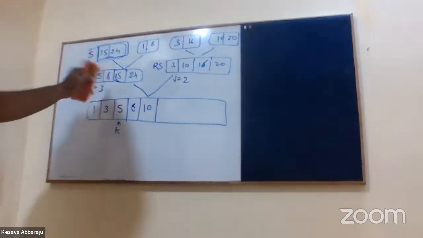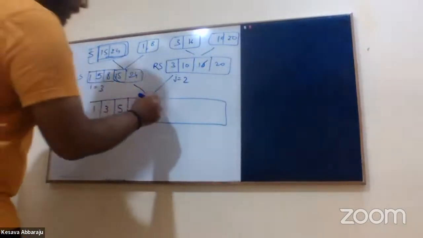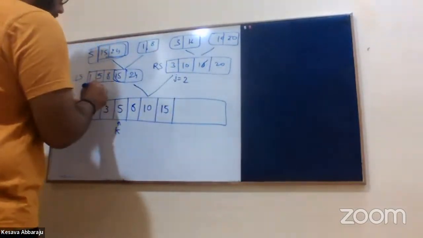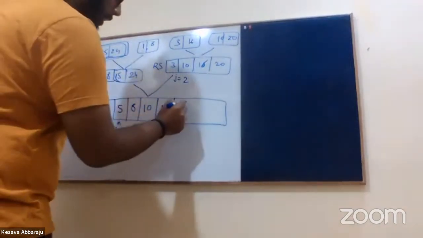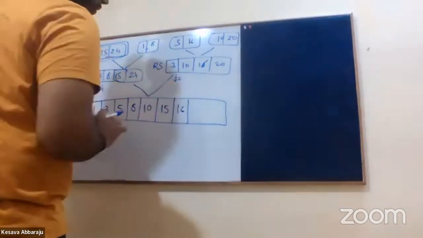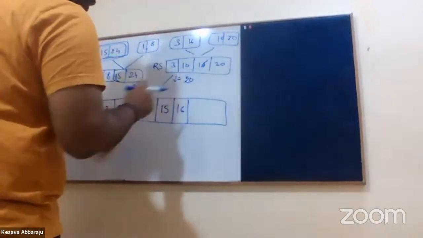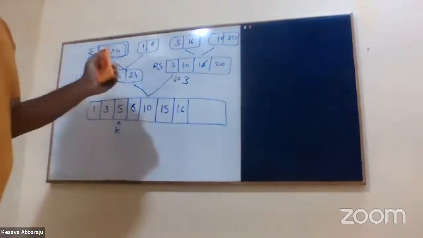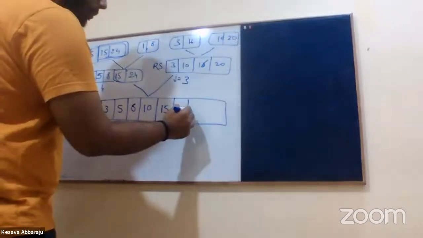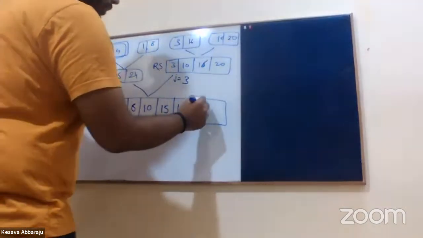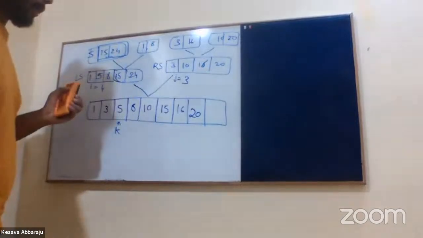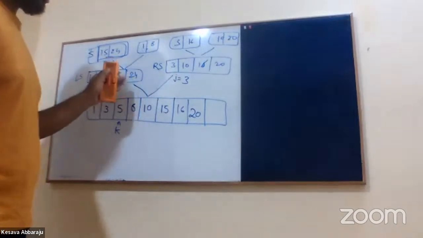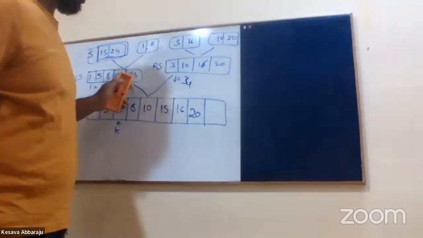So now I'm comparing 15 with 16. 15 is less than 16, so I'll add 15 into the result array and I'll increment i. Now I'm comparing 16 with 24. 16 is less than 24, so I'll add 16 and increment j. It will become 3. Now I'm comparing 20 with 24. 20 is less than 24, so I'll add 20 to the result array. Now all the elements in the right sublist are added. There is no element that I'm going to compare with 24.